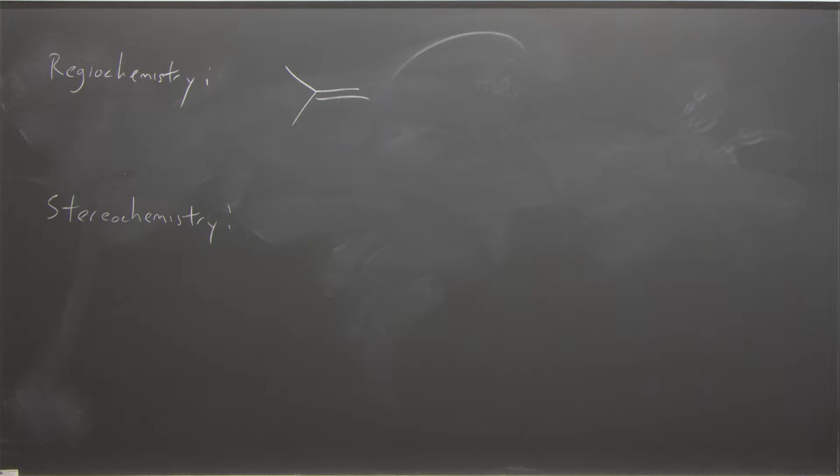So we need to talk a little bit about the alkenes. And as we do that, we're going to have two primary problems. One, regiochemistry. Which of the two alkene carbons ends up with a given substituent?